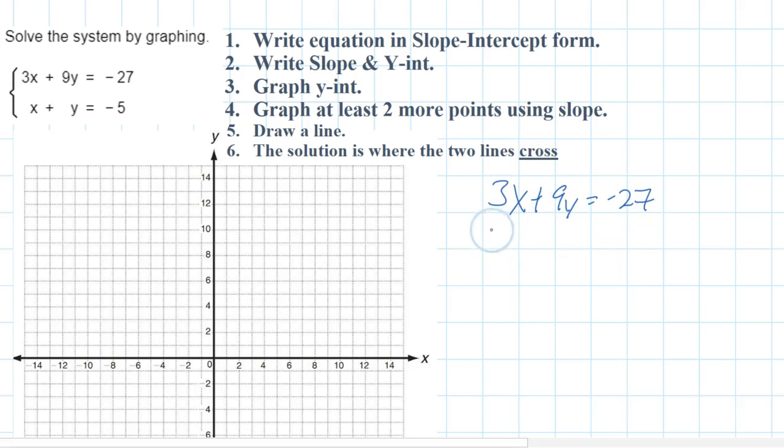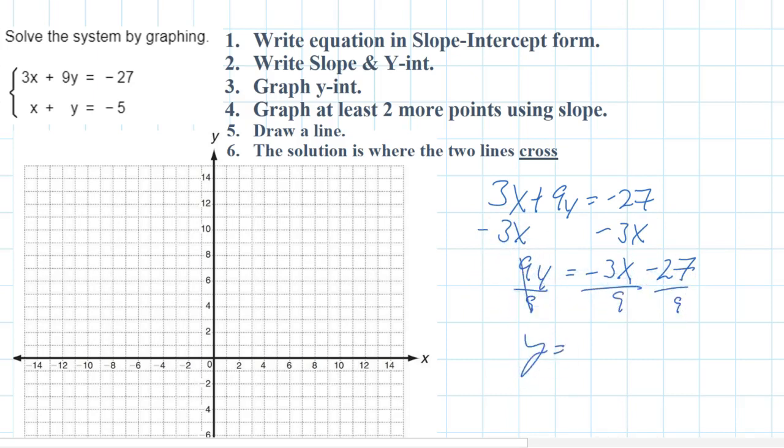I need to subtract 3x to the other side. Then I need to divide both sides by 9. Gives me y is equal to negative 1/3 x minus 3. Make sure we write out the slope and the y-intercept. My slope is negative 1 over 3, and my y-intercept is equal to negative 3.